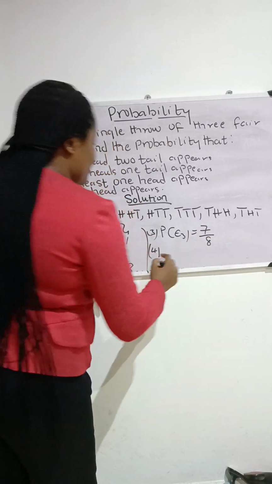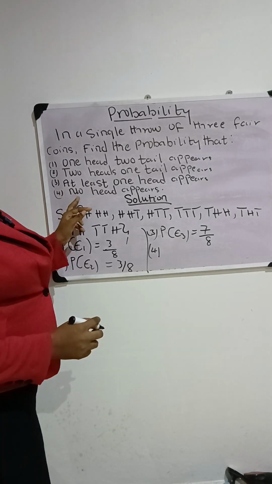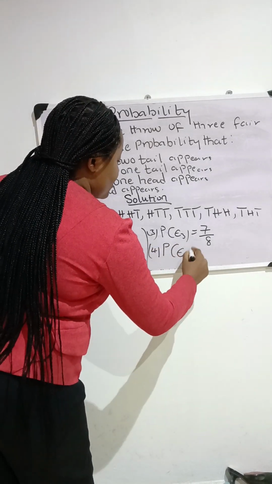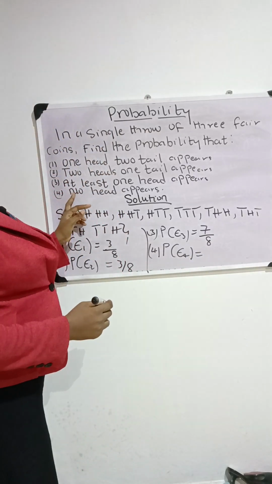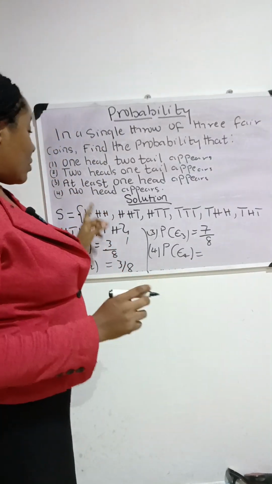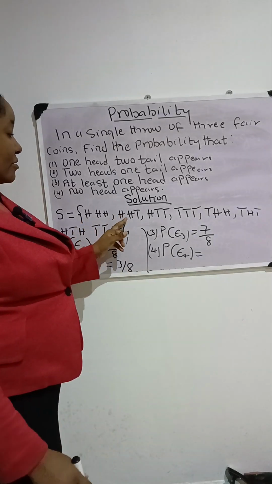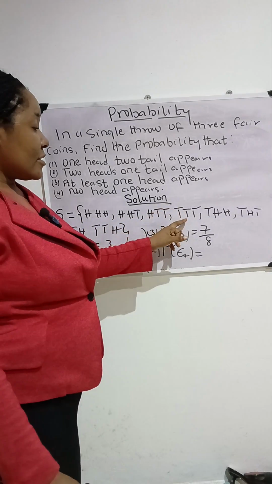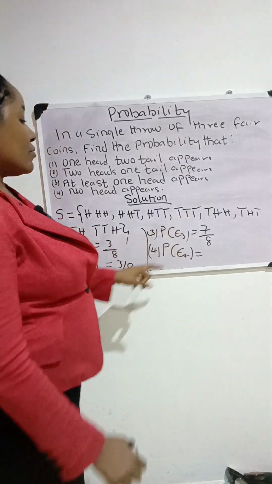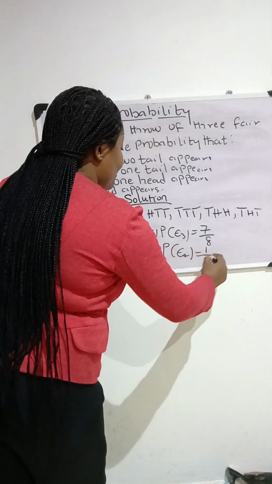And then question 4 says the probability that no head appears, we call it E4. So E4 here represents the event that a head does not appear at all. When we look around, there are heads here, there are heads here, there's a head here. I think it's just 1 point where we have all tails. So it's going to be 1 all over 8.